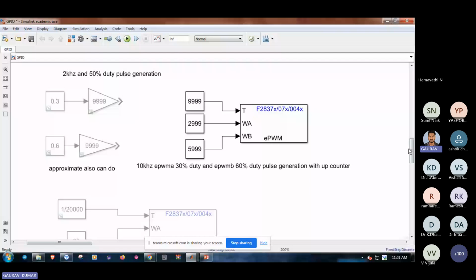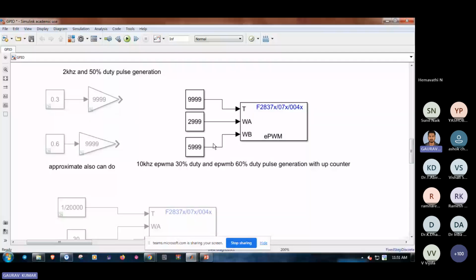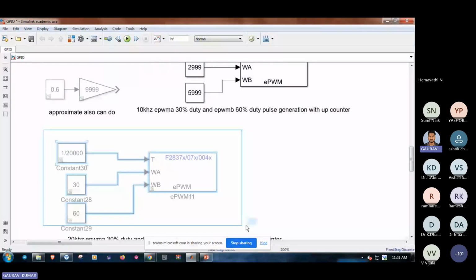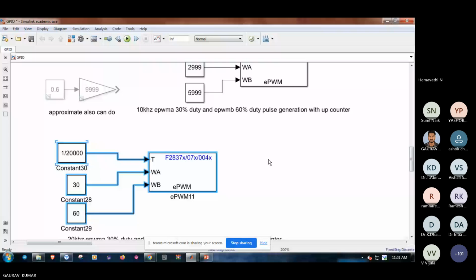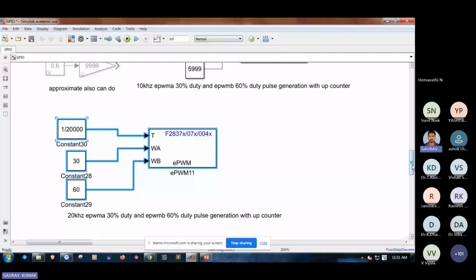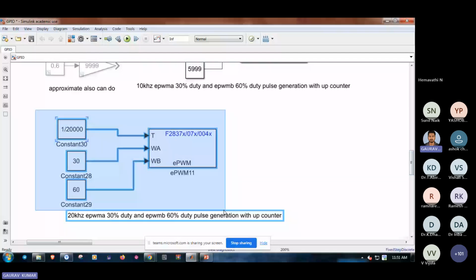Similarly, the compare value I have given, I will tell you how it will be calculated. Similarly, if we go for the TBPRD value in seconds, see, I have given only 1 by FPWM. Here we are generating a 20 kilohertz pulse, so I have given 1 by FPWM, 1 by 20 kilohertz only. We don't go for calculation of the TBPRD value. We can directly give 1 by FPWM to generate the TBPRD value in seconds. So this is simpler.